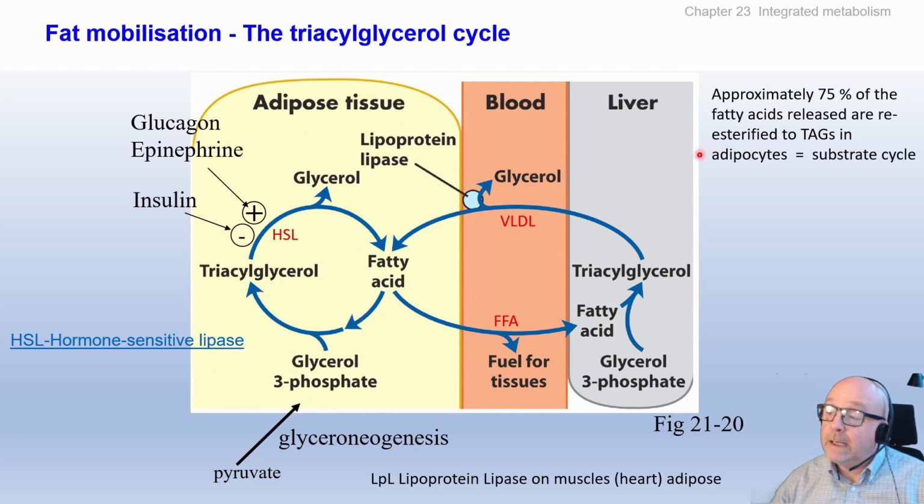Another thing that could be good to keep in mind is that approximately 75% of the fatty acids are re-esterified to triacylglycerols in the adipocytes. So this is a kind of substrate cycle. So what does that mean? 25% will be used as fuel for tissues. The rest will be recycled back and not used.